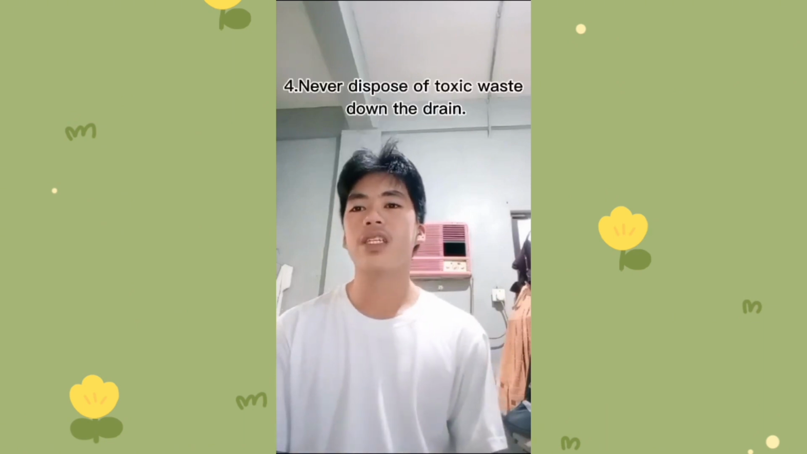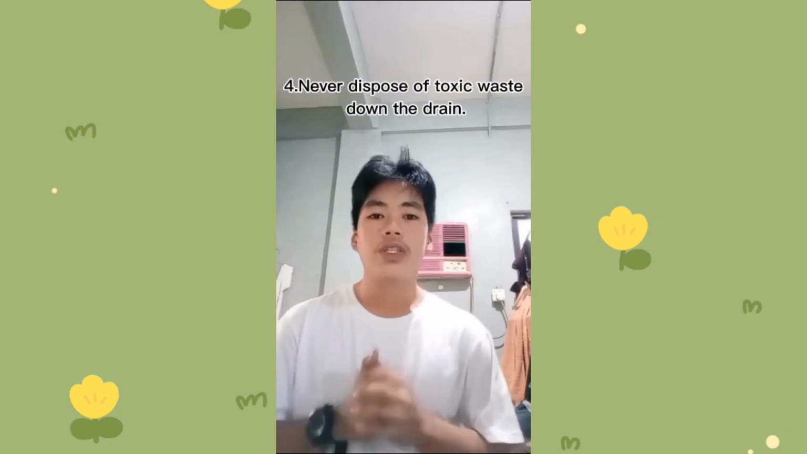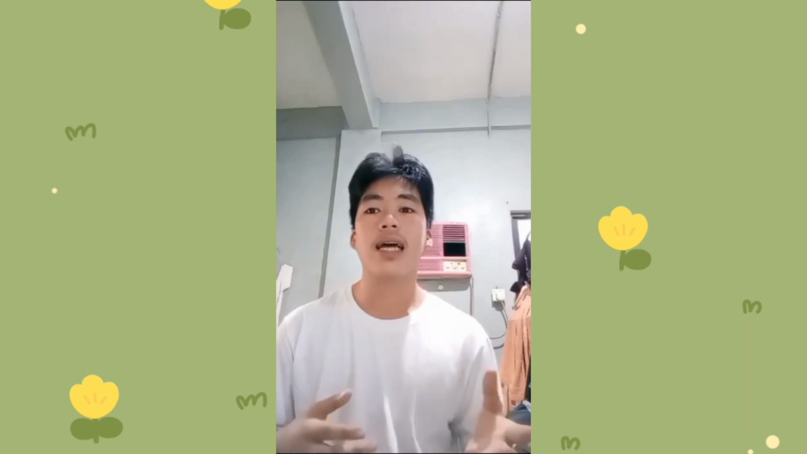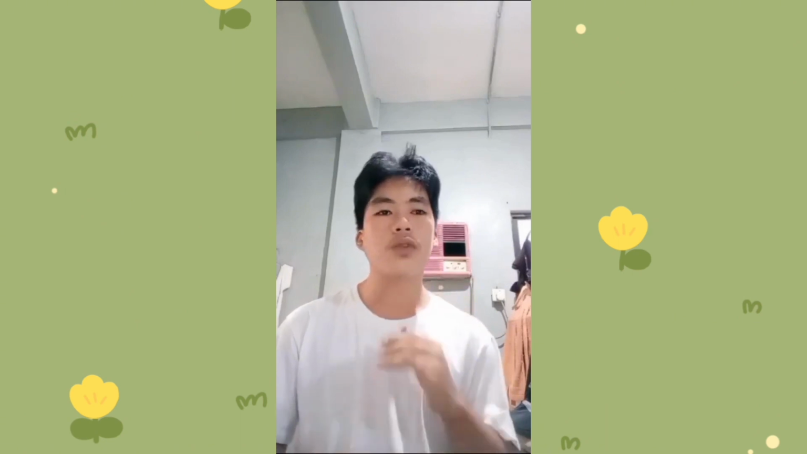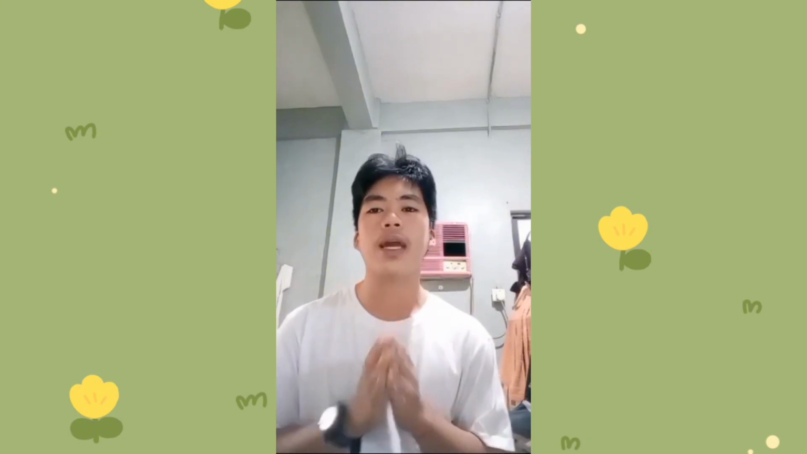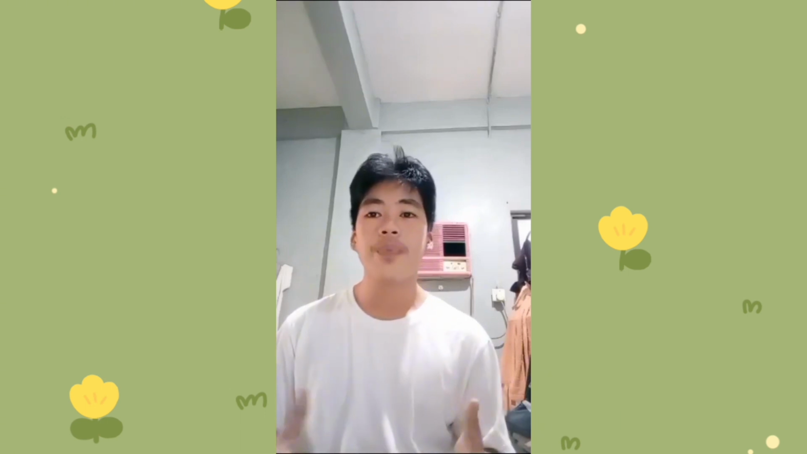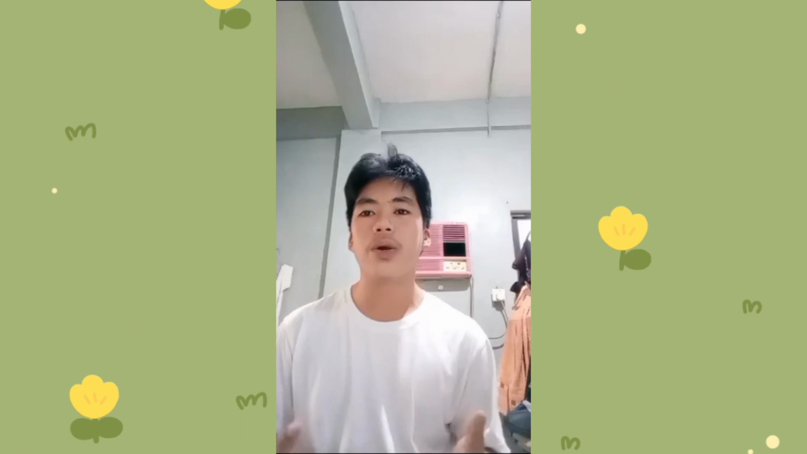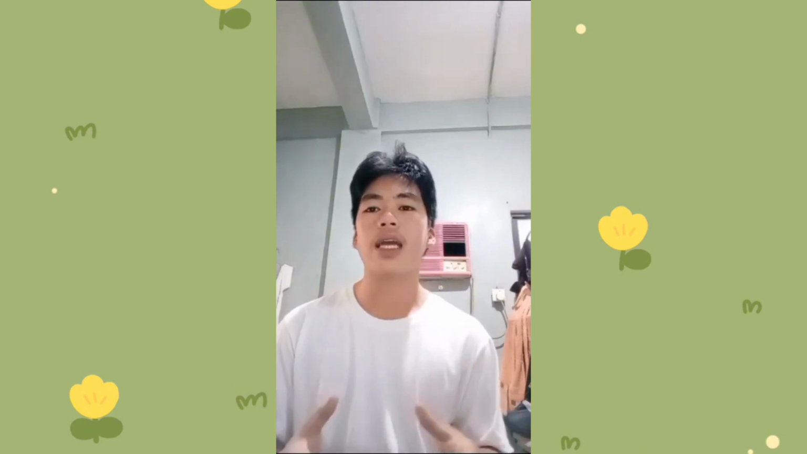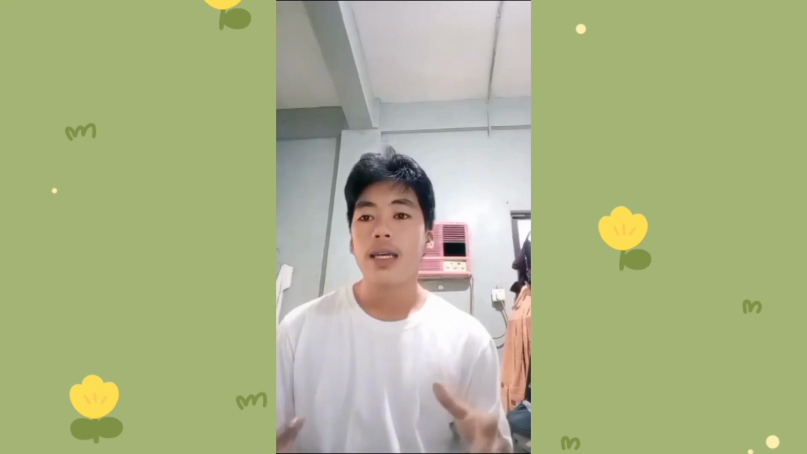So fourth is never dispose of toxic waste down the drain. Okay, this is a common issue: we should not throw our waste materials or waste things down the drain. What is the purpose of our 3R in science, reduce, reuse, recycle, if we don't apply it? We should apply the 3R so that we can segregate our different waste materials. We don't dispose of them in the drain so that it doesn't get clogged, so that the flow in the drain is continuous.